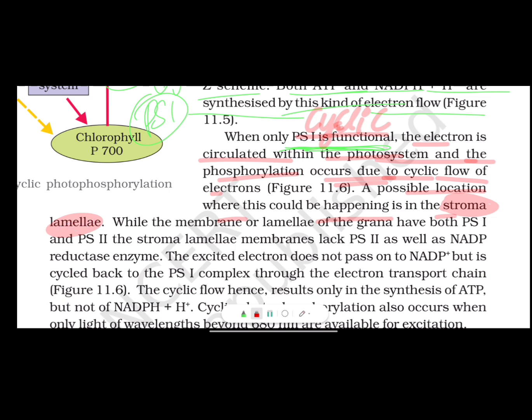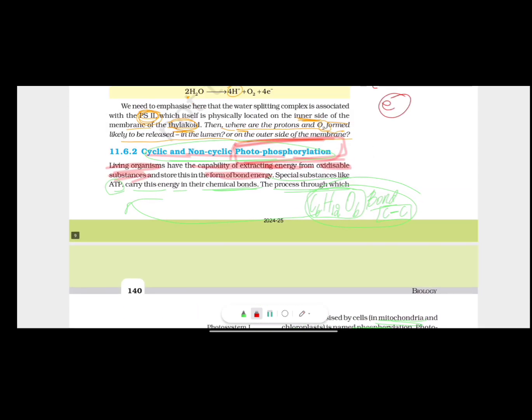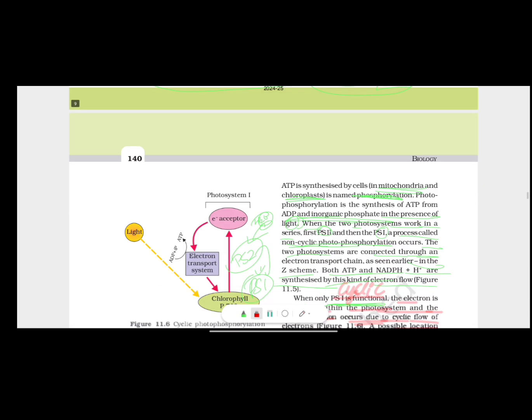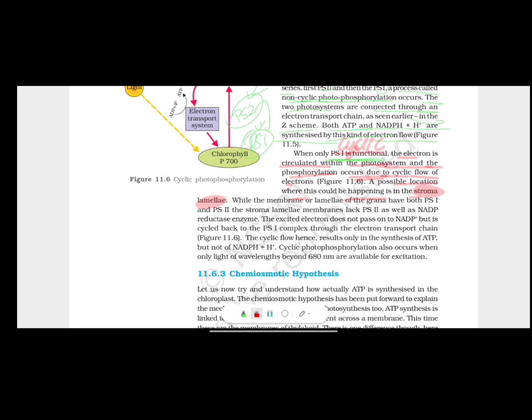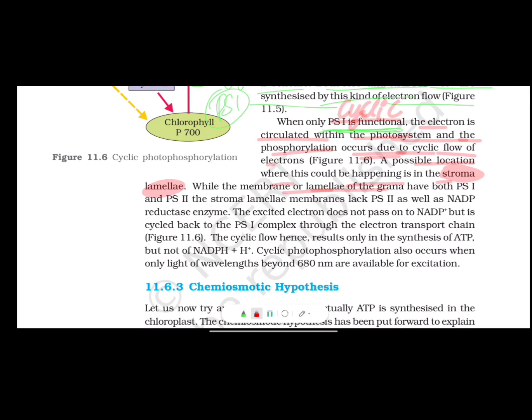In stroma lamellae, PS1 will be present, right? Where will PS2 be present? It's here, in the inner membrane of the thylakoid. PS2 is present in the inner membrane of the thylakoid. And where is PS1 present? PS1 is present in the stroma lamellae. While the membrane of the lamellae of the grana have both PS1 and PS2, the stromal lamellae membranes lack PS2 as well as NADP reductase enzyme.